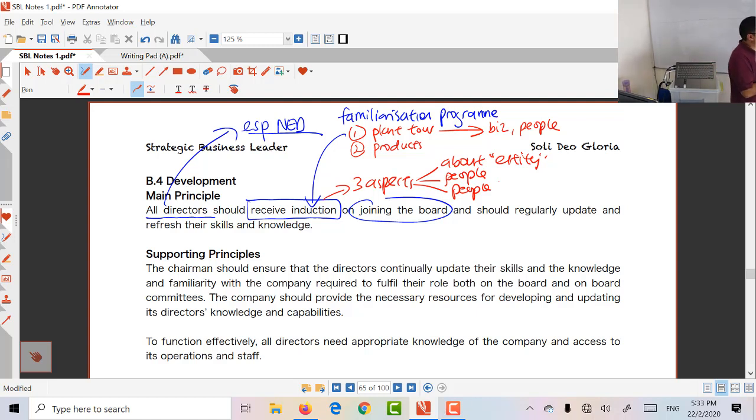Yeah, people. Okay, people. Why people? So if I'm going to divide people into two, what is the logical classification that I will divide? Yeah, see, you're so smart, right? People inside and outside of the company.